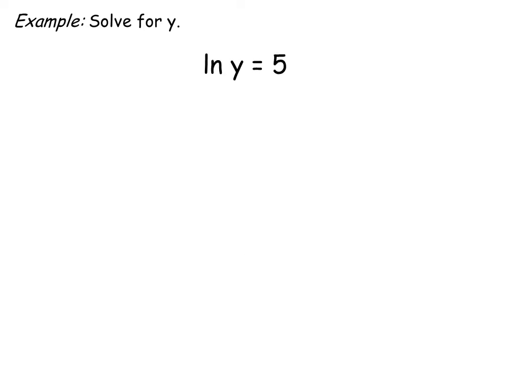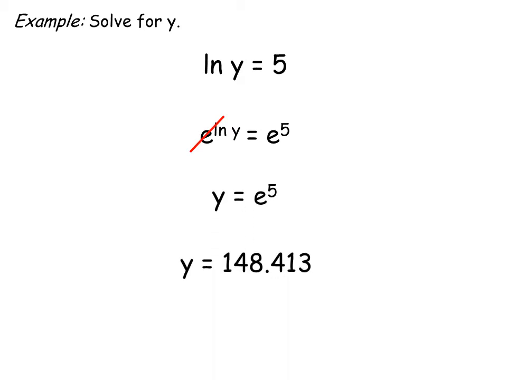In this problem, we have the natural log of y equals 5. Same idea. The y is attached to the natural log, so somehow we need to cancel that out. We said the inverse of natural log is raising something to the e, or e to the something. So we take e to both sides. e and the natural log cancel out. We're left with y equals e to the 5th, which you can put into the calculator. It's approximately 148.413.